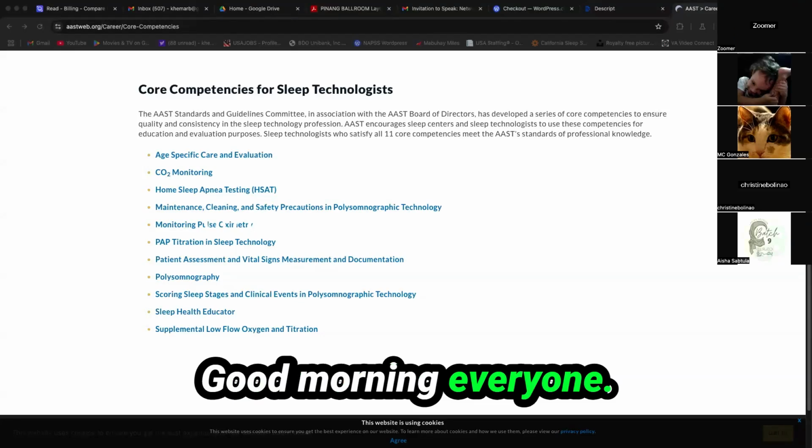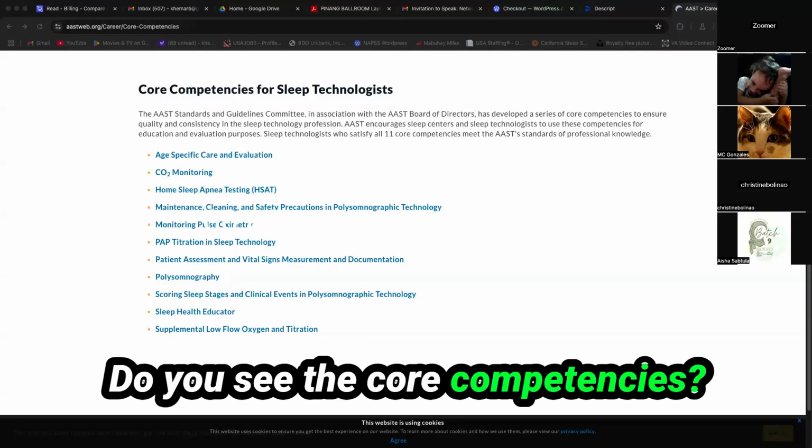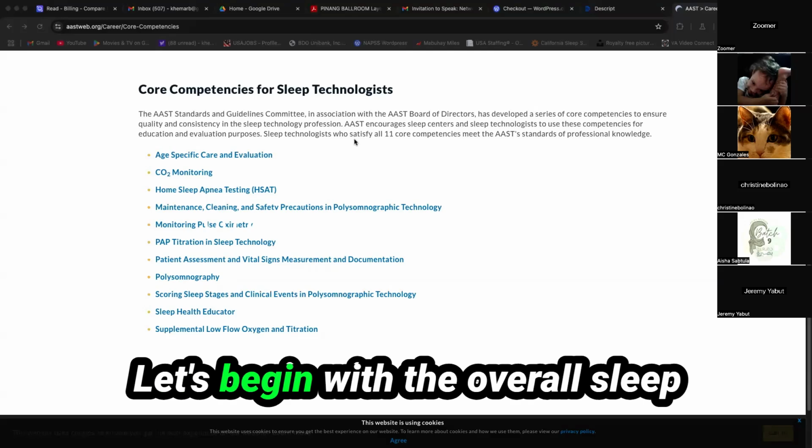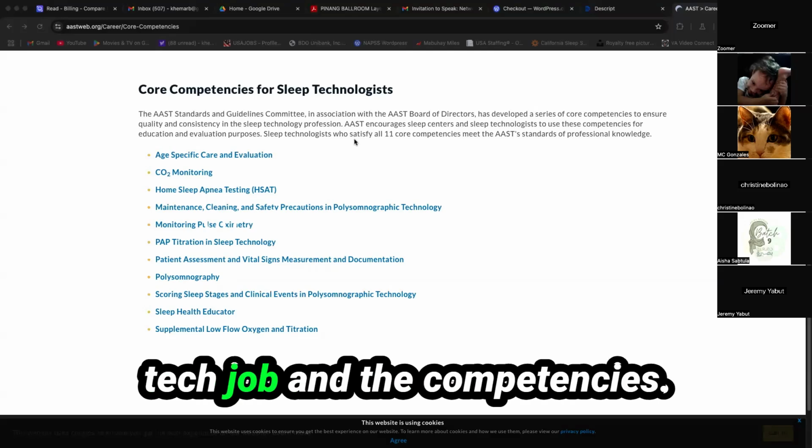Good morning, everyone. Do you see the core competencies? All right, let's begin with the overall sleep tech job and the competencies.